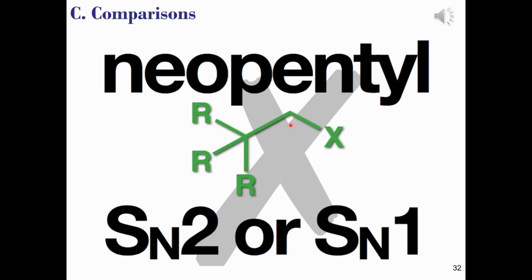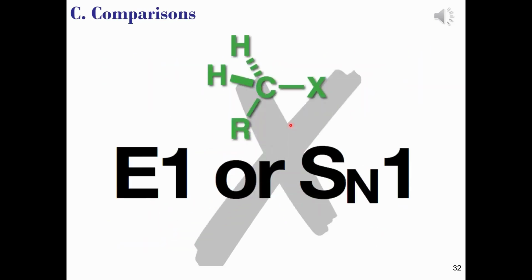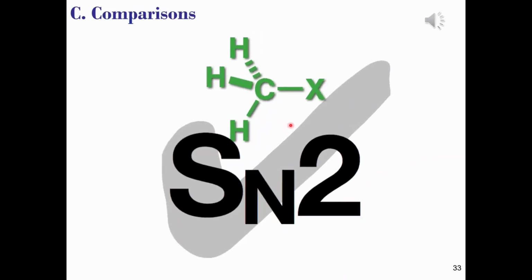But what about regular primary alkyl halides? Well, these too will not undergo E1 or SN1 reactions. However, SN2 and E2 are both possibilities. Lastly, let us now consider the methyl halide substrate. This will only ever undergo SN2. It can't undergo E1, E2 or SN1 reactions.